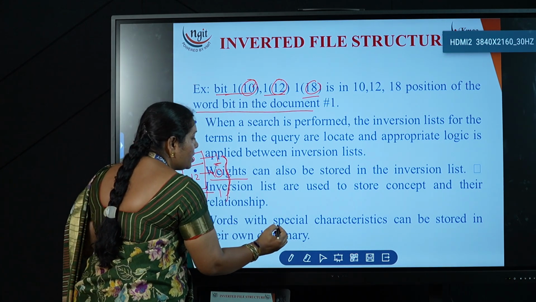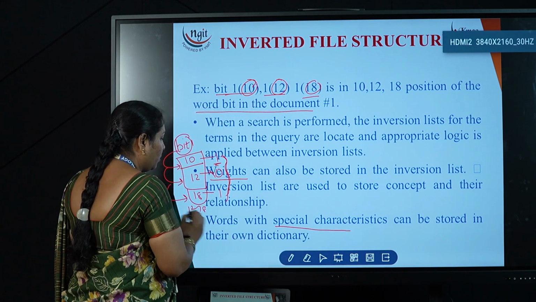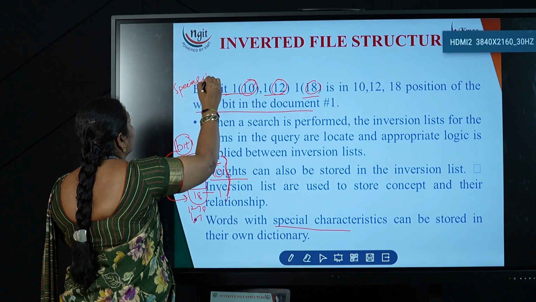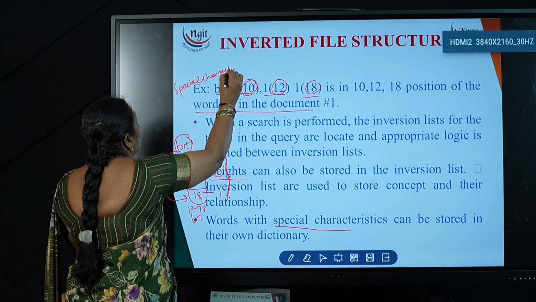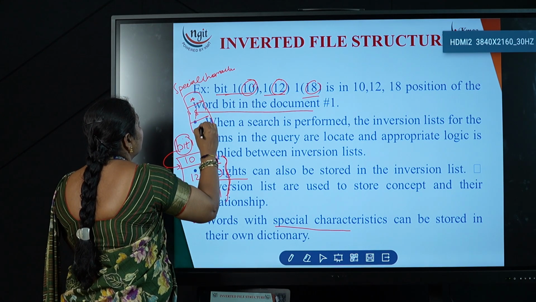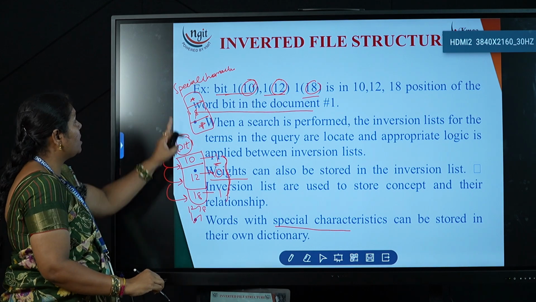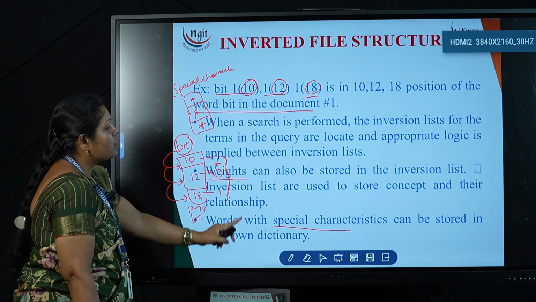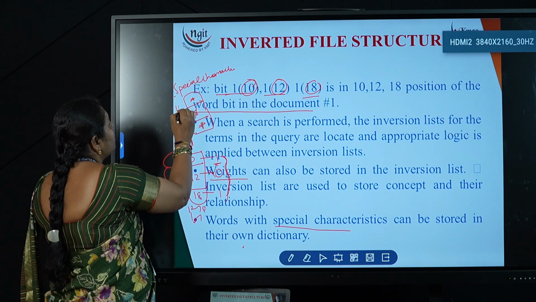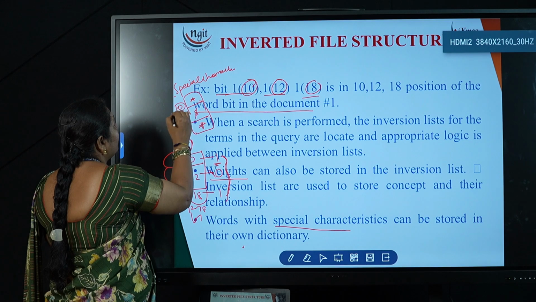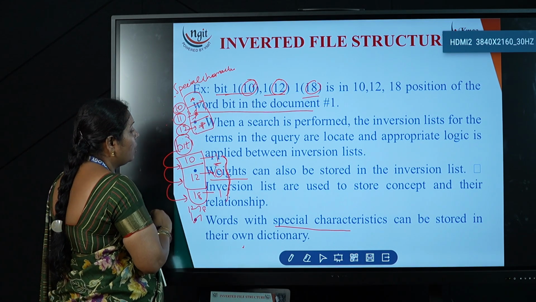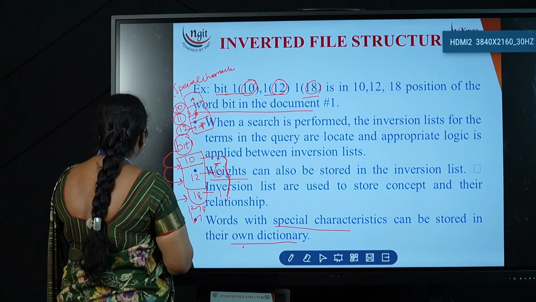And suppose you have any special characters in the given word, you can create a separate dictionary called special characters, and you create all the special characters: star, dollar, hash. Then you can mention the name like this. Whatever special characters are available in your word, you can mention, along with the address. So at 10 star is available, 11 dollar is available, 12 hash is available. So this can be done in your own dictionary.